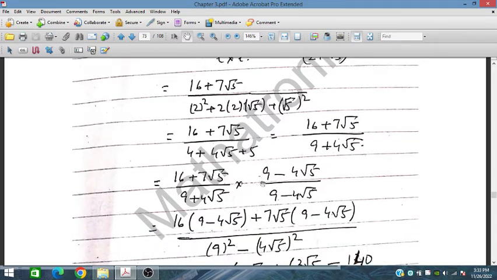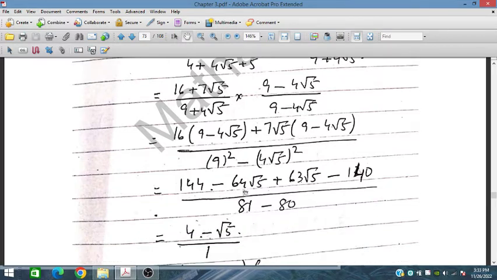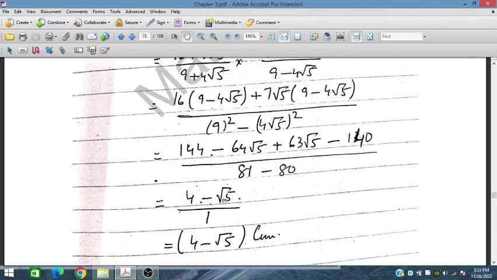For the denominator we have done it earlier. So on simplification, we multiply and divide with the same number with a negative sign, because here if we have a positive, it should be negative. So on simplification, we have obtained 4 minus under root 5.